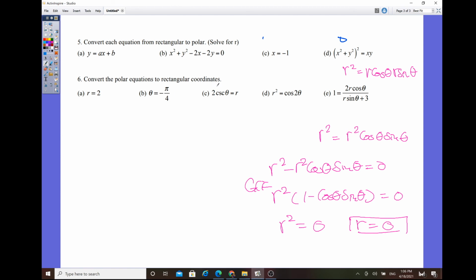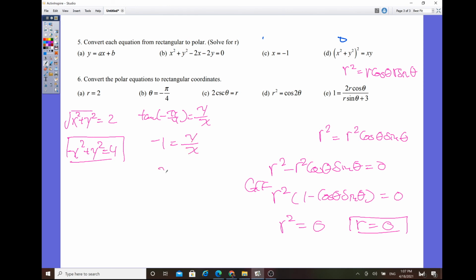Convert the polar equation to rectangular coordinates. So r equals 2. That means square root of x squared plus y squared equals 2. Square both sides, so x squared plus y squared equals 4. Conic sections, equation of a circle. Theta equals negative pi over 4, so tangent of negative pi over 4 equals y over x. Tangent of negative pi over 4 is negative 1, so negative 1 equals y over x. That means y equals negative x after you cross multiply.